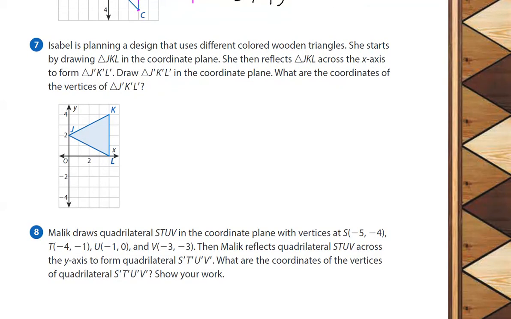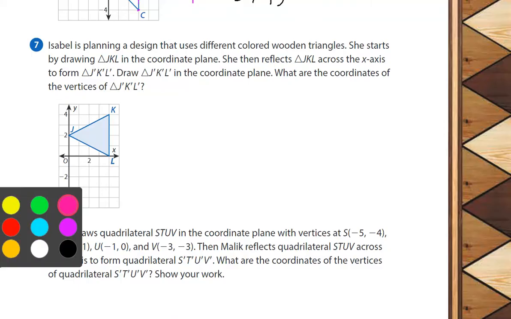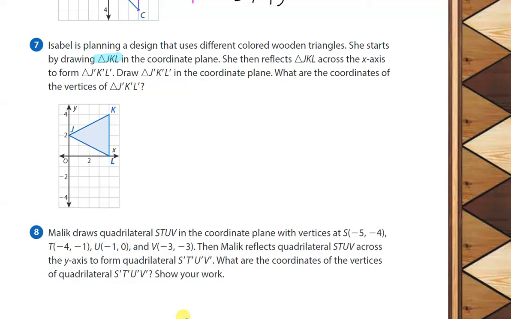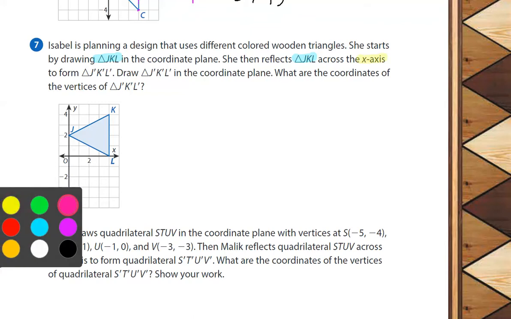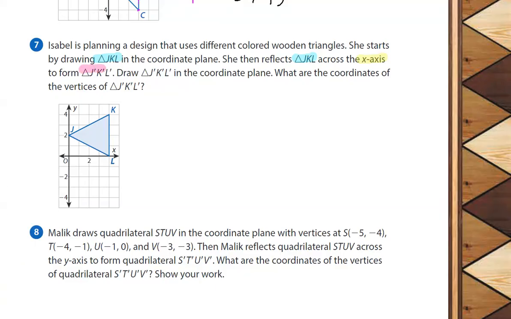Alright, same deal here. Isabel is planning a design that uses different colored wooden triangles. She starts drawing her original triangle JKL in the coordinate plane. Then she reflects JKL across the x-axis to form J prime, K prime, L prime. Draw J prime, K prime, L prime. In the coordinate plane, what are the coordinates of the vertices?